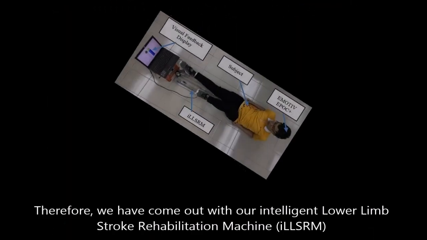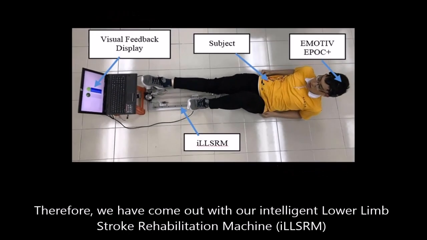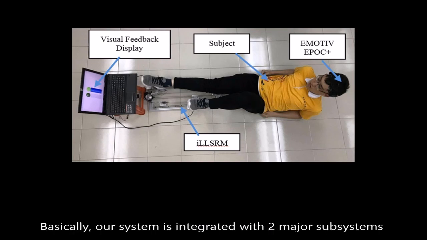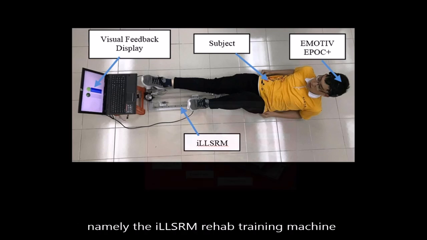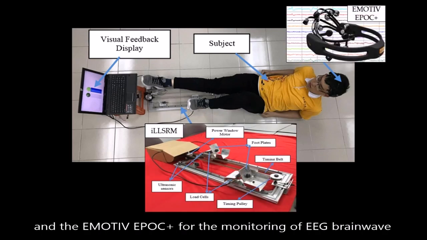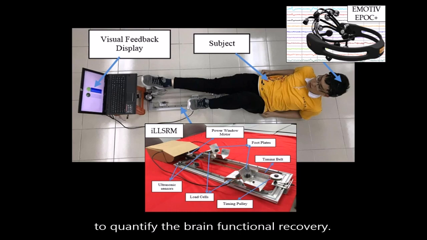Therefore, we have come out with our intelligent lower limb stroke rehabilitation machine, iLLSRM, with EEG monitoring system. Basically, our system is integrated with two major subsystems, namely the iLLSRM Rehab Training Machine and the Emotiv Epoc Plus for the monitoring of EEG brainwave to quantify the brain functional recovery.